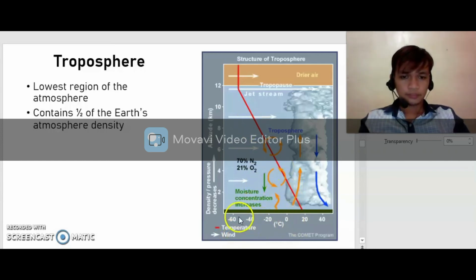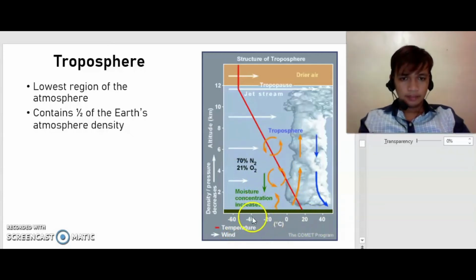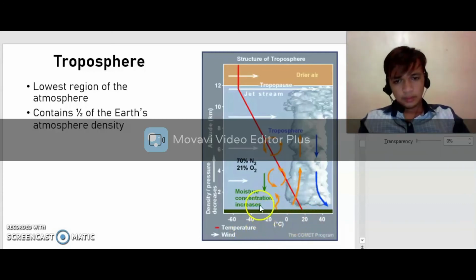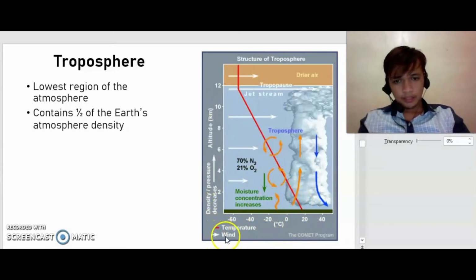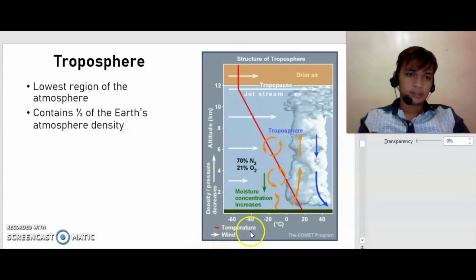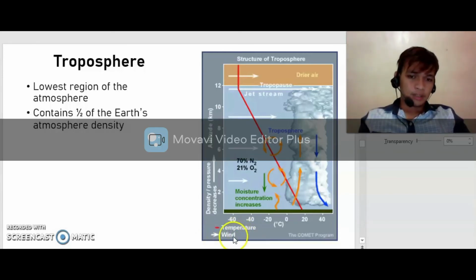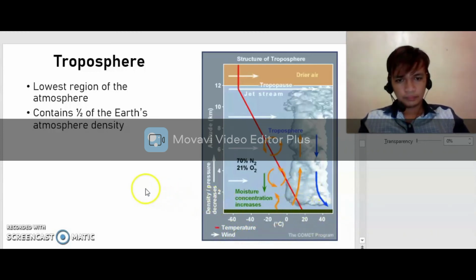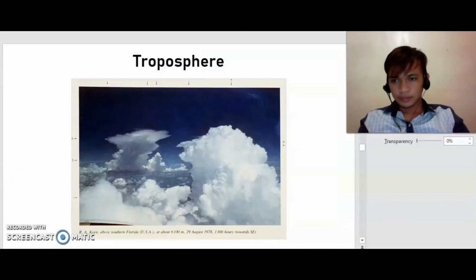Now this is the temperature, okay, at different altitude in the troposphere. Okay. So you have there an average of 20 degrees Celsius in the lowest part of the troposphere. Okay. The red line tells us the temperature, and the right-headed arrow tells us the direction of the wind. Okay, now this is an example of the tropopause.